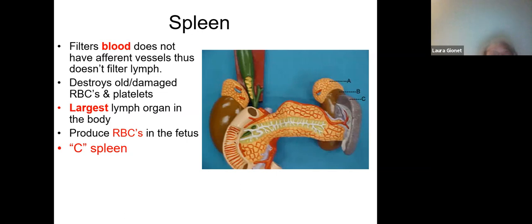But it also filters blood to remove the old and damaged red blood cells that need to be removed from circulation. It's the largest lymph organ in the body. It's also a source of red blood cells in the fetus. We initially start with the precursors, and some of those red blood cells are coming from the yolk sac, but then the spleen in the fetus starts to produce red blood cells.